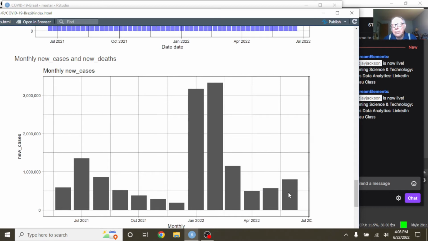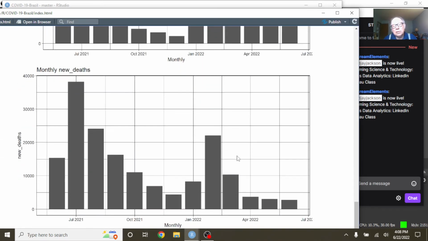May is going to be the most number of cases out of the previous 3 months. But there's a slight chance that June could be the 4th month in a row we see a decline in COVID-19 deaths in Brazil. So that's the best news of all.